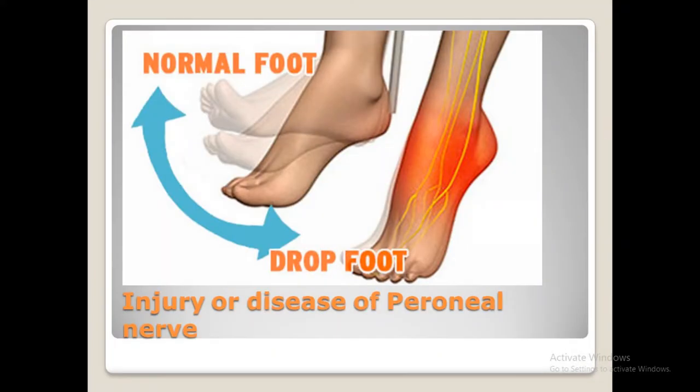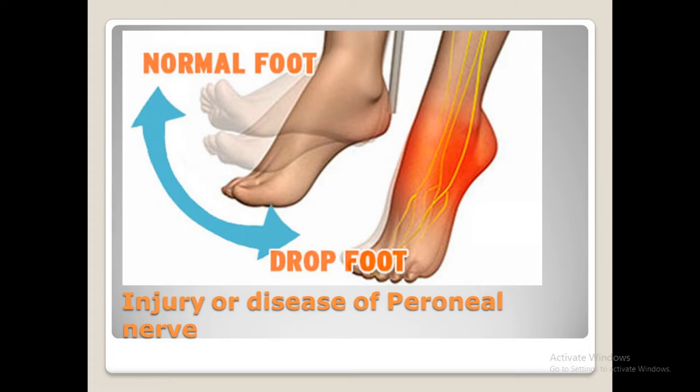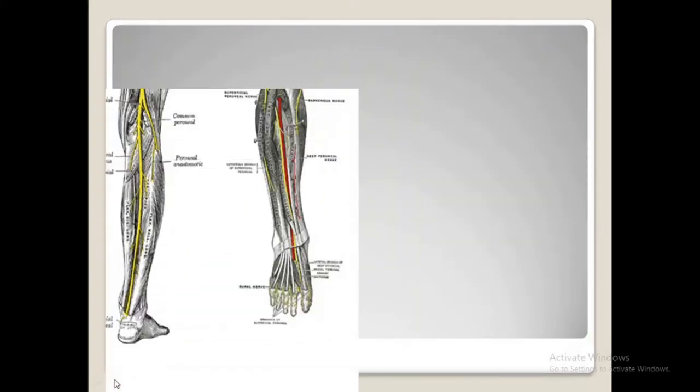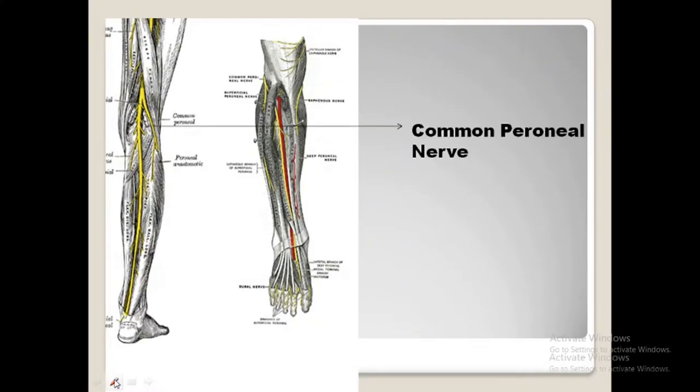Foot drop or dropping of foot is a condition in which the foot is plantar flexed. The paralysis of the muscles of the anterior compartment of the leg due to injury to the deep peroneal nerve results in the loss of power of dorsiflexion of the foot. As a result, the foot is plantar flexed. It is usually a painless condition.